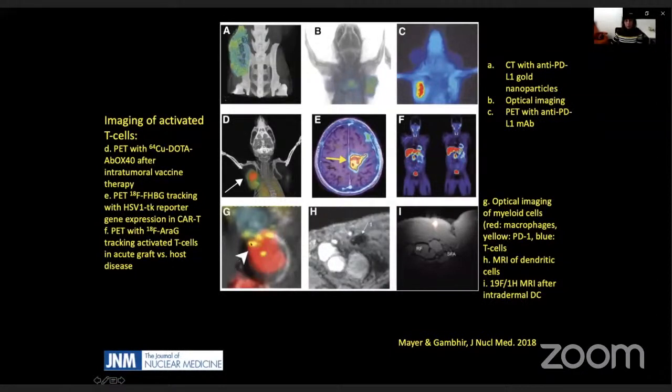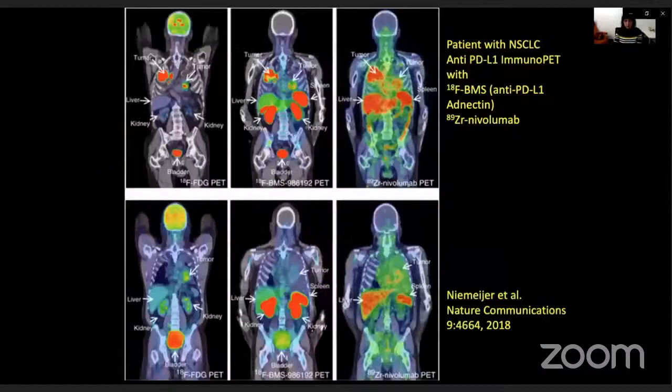And on the lower row, you see some other images which are quite experimental. This is optical imaging of myeloid cells. In red, you see the macrophages, in yellow the PD-1 cells, and in blue the T cells. In the middle, this is an MRI image of dendritic cells. Here, this is a lymph node metastasis. And on the right side, it's a fused image of F19 and H1 MRI after intradermal dendritic cell therapy.